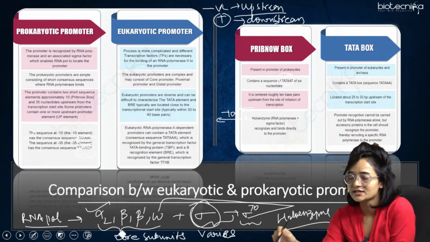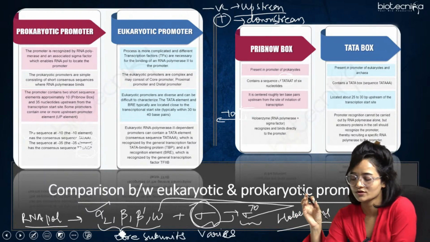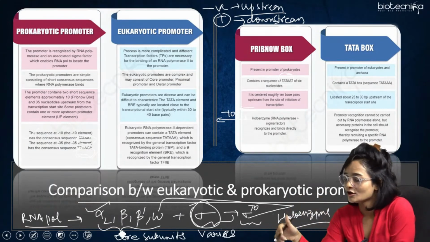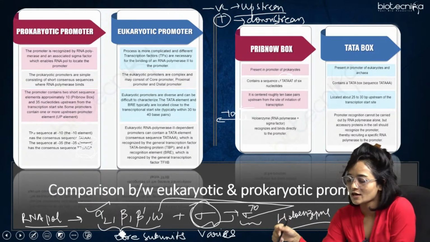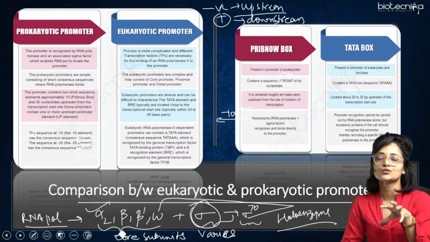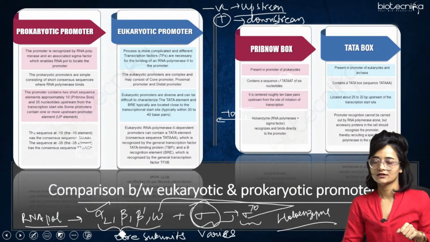So both of these sequences, you should know what is the sequence of the Pribnow box and what is the sequence of the TATA box in case of prokaryotes and eukaryotes respectively, right? Located at 25 to 30 base pairs upstream of the transcription start site. So this TATA box is basically present 25 to 35 base pairs upstream of the transcription start site.